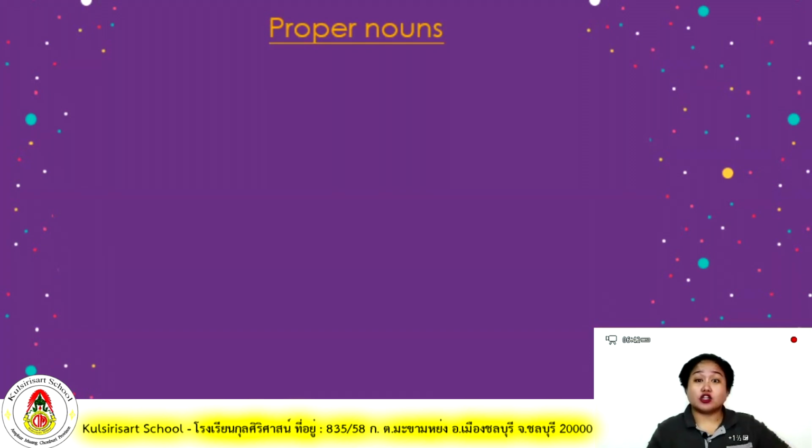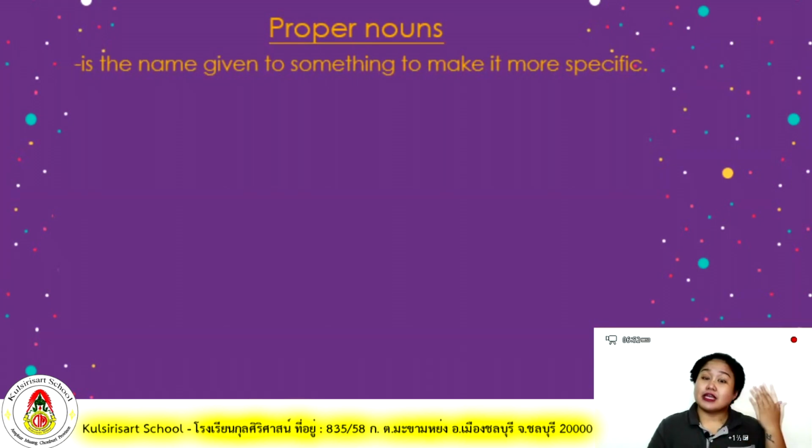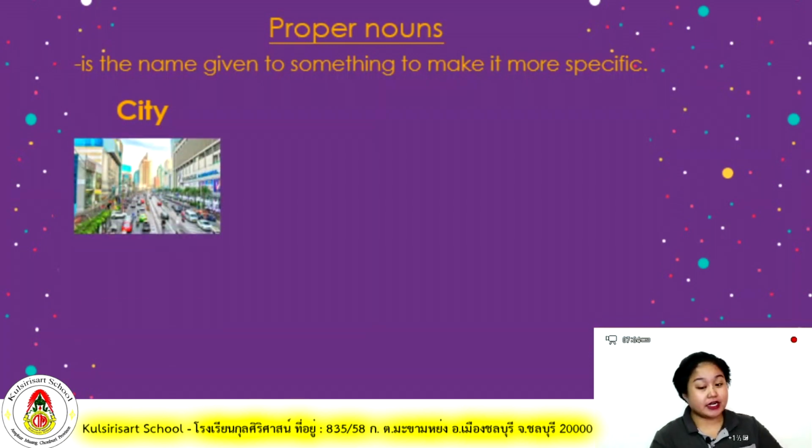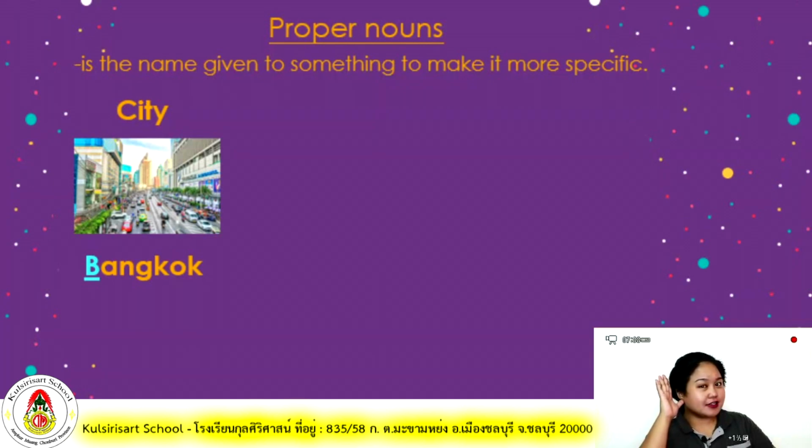When we talk about proper nouns. What is proper nouns? Do you know what is proper nouns? Proper nouns is the name given to something to make it more specific. For example, a name of a city. Can you give me a name of a city? I have one example here. Bangkok. Can you say Bangkok?